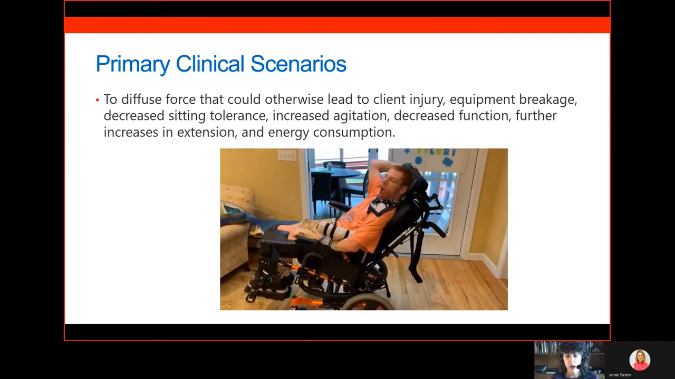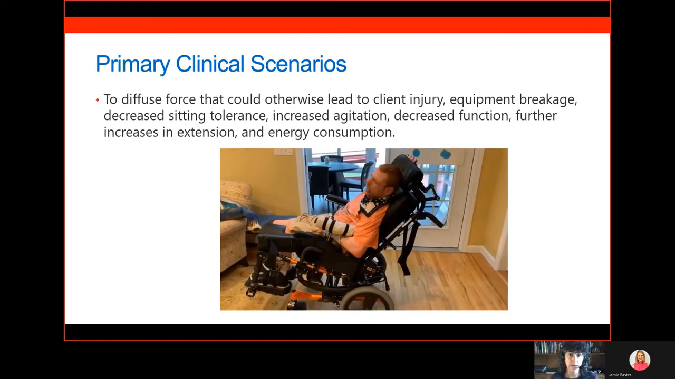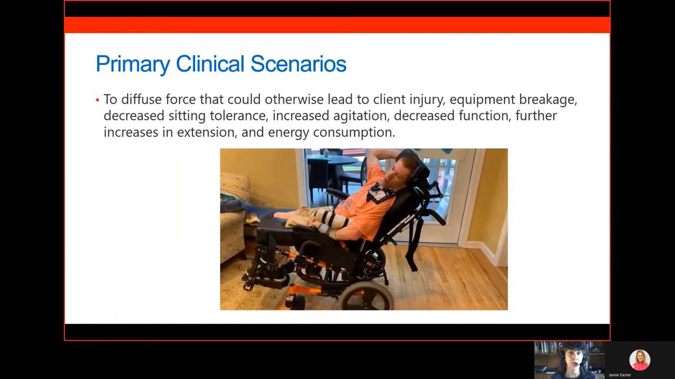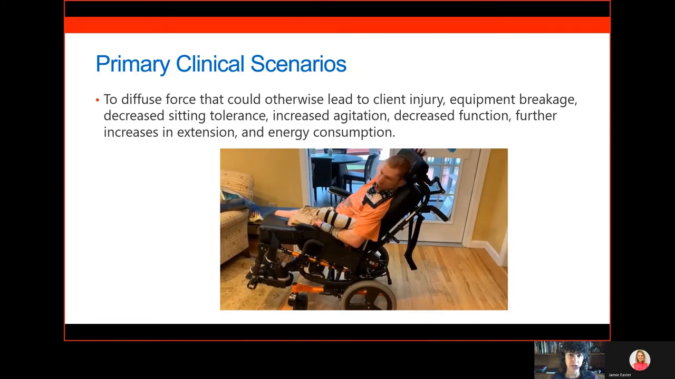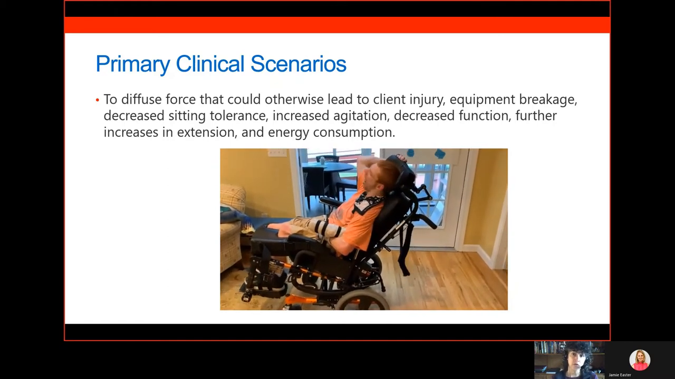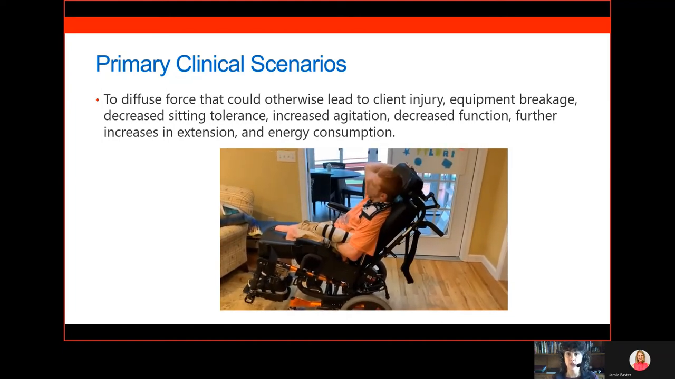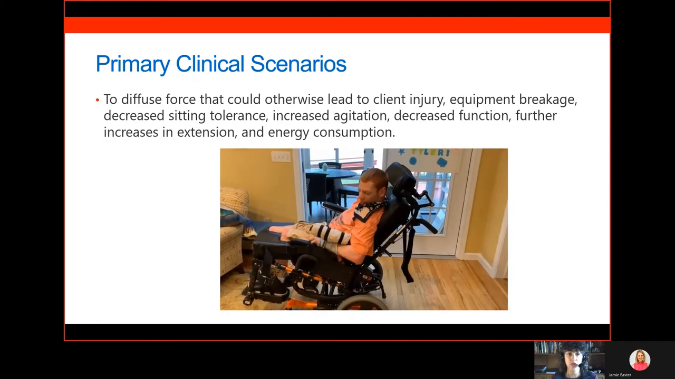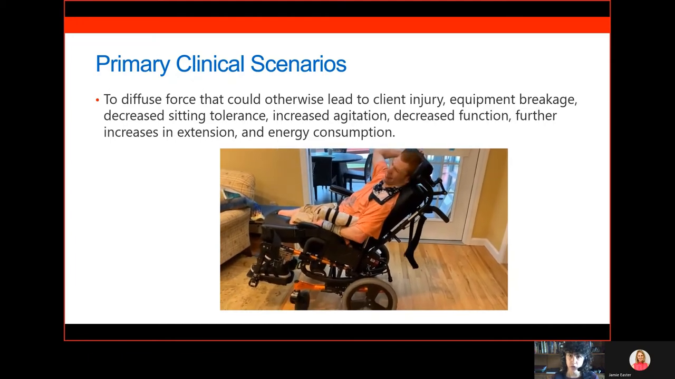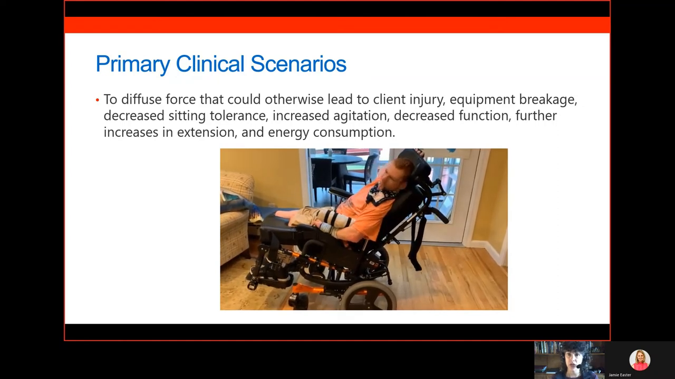So let's review those primary clinical scenarios again. Diffusing force. So here we have a young man who has a lot of force, and his dynamic back and dynamic footrests are absorbing some of that force and then returning him to upright when he relaxes, and that force is not continued against the dynamic component. If these forces were not diffused, this could lead to injury to this client, equipment breakage, and we've all seen clients who have broken their equipment because of these forces, decreased sitting tolerance, increased agitation, decreased function, further increase in extension as this young man would collide with a static, non-yielding surface, and energy consumption.